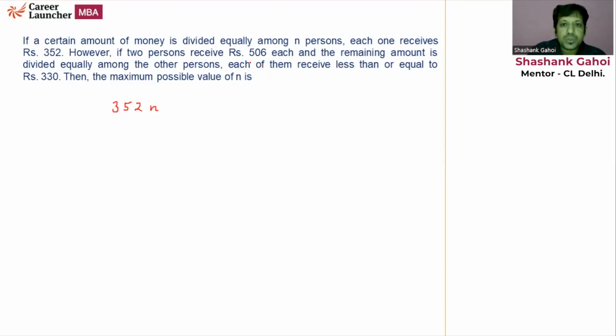Okay, so what I want: two people are getting 506. So basically it is 506 and 506. This is for two people. Now the remaining number of people are n minus 2. Now I want the maximum number of people, so I want the amount to be higher.